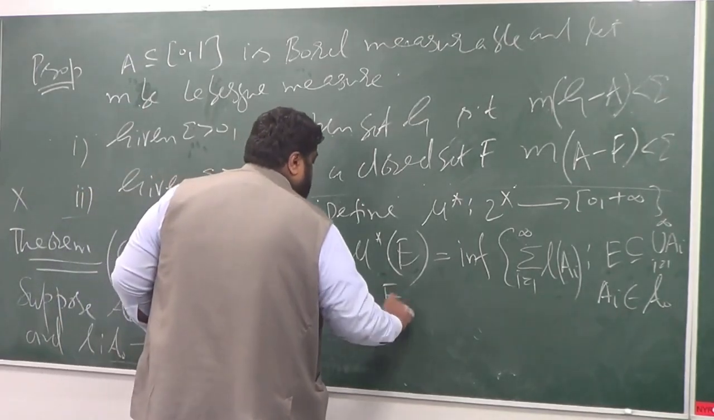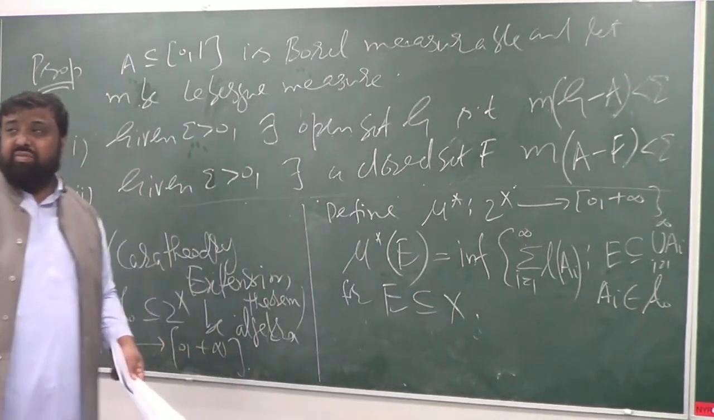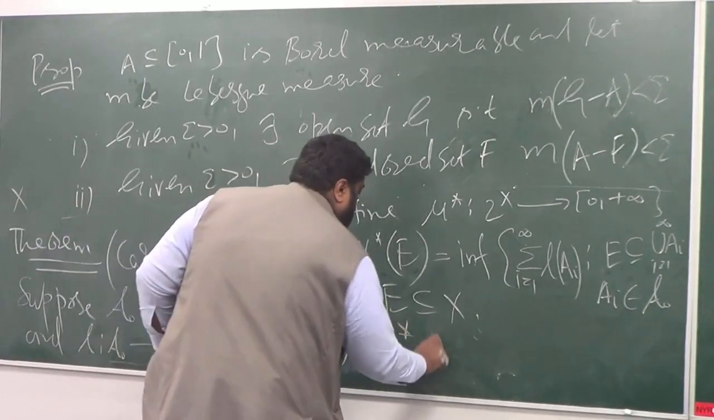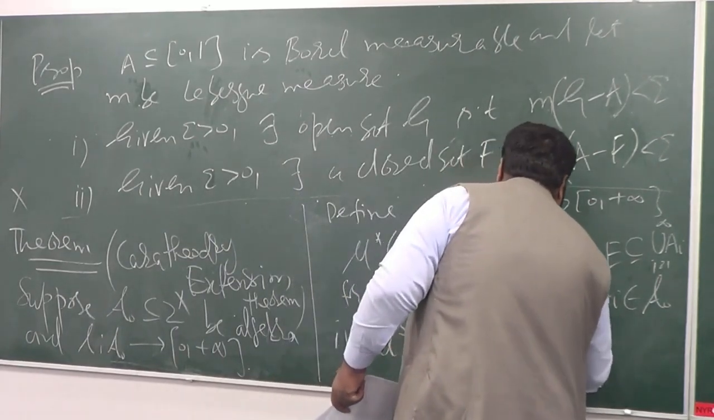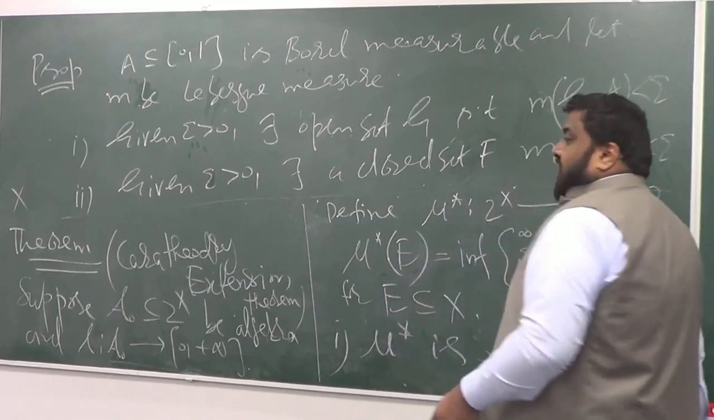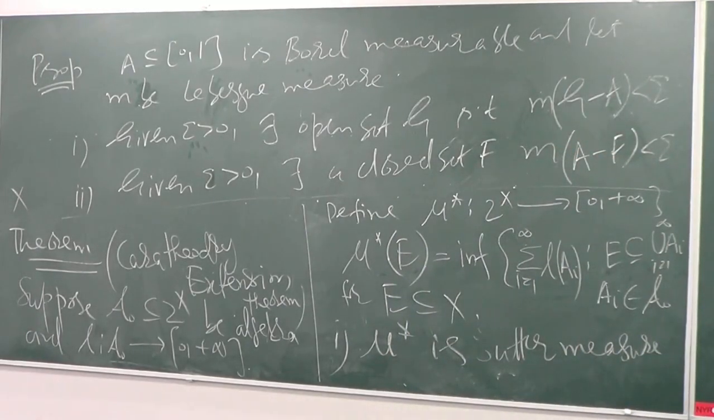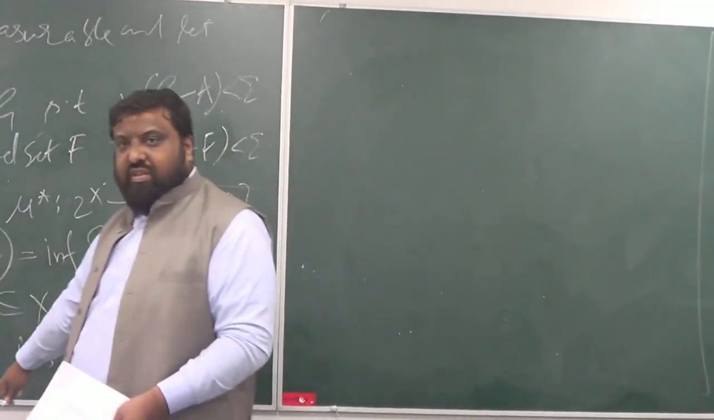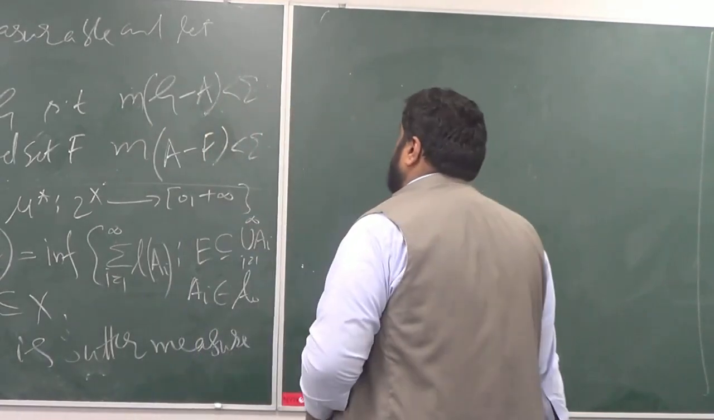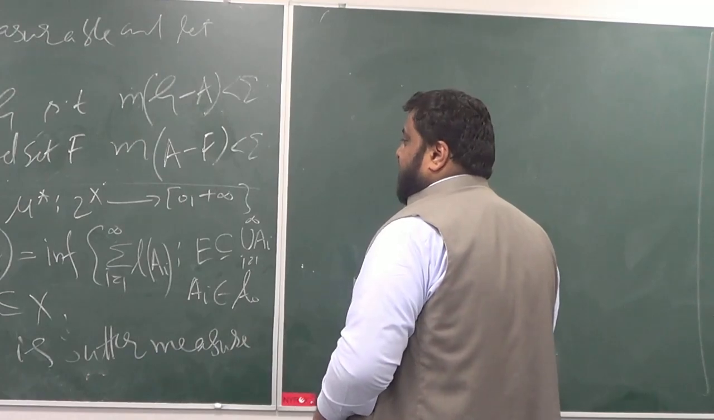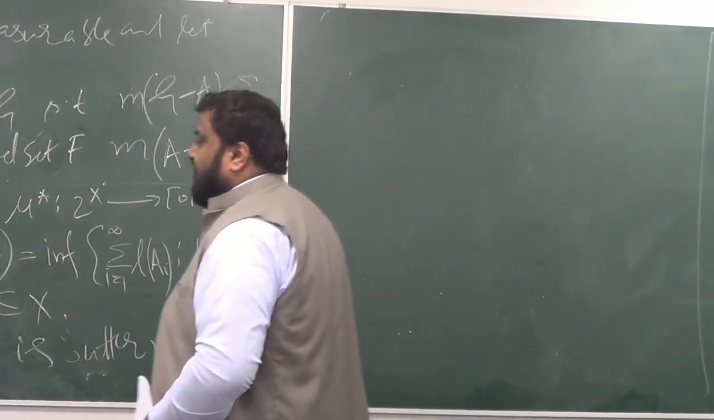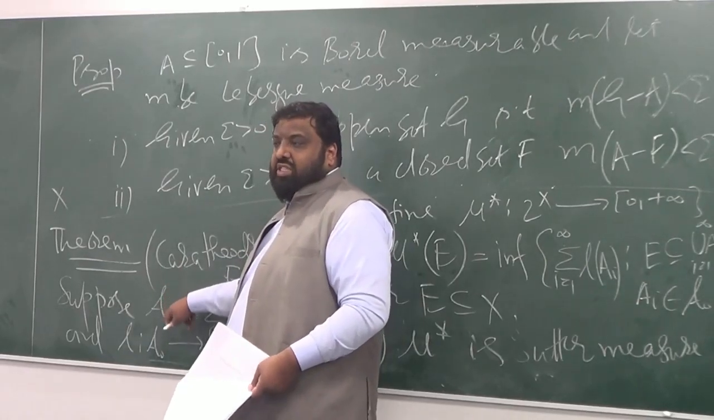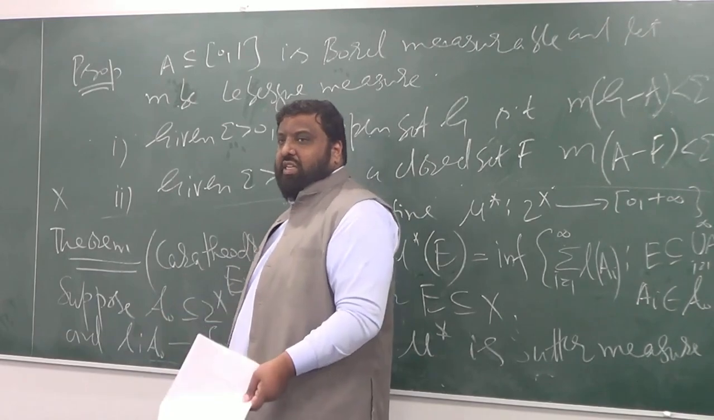For E a subset of X, the following is true. Number one, mu star is an outer measure. We have already proved it actually. The same proof that we did in Caratheodory's theorem would work here as well. Why would this be the case? Because in Caratheodory's theorem you had an assumption on A naught that it's a subcollection which contains the empty set in X. But since A naught is an algebra, it by default contains the empty set in X.